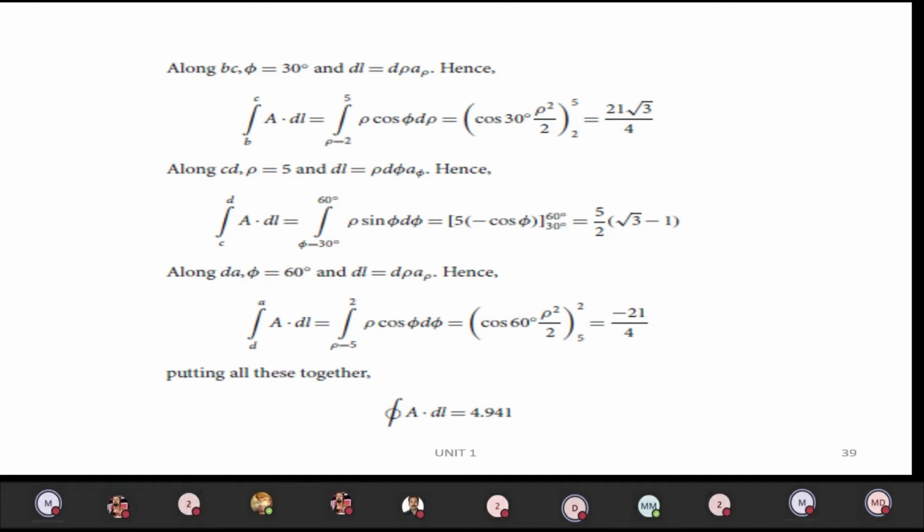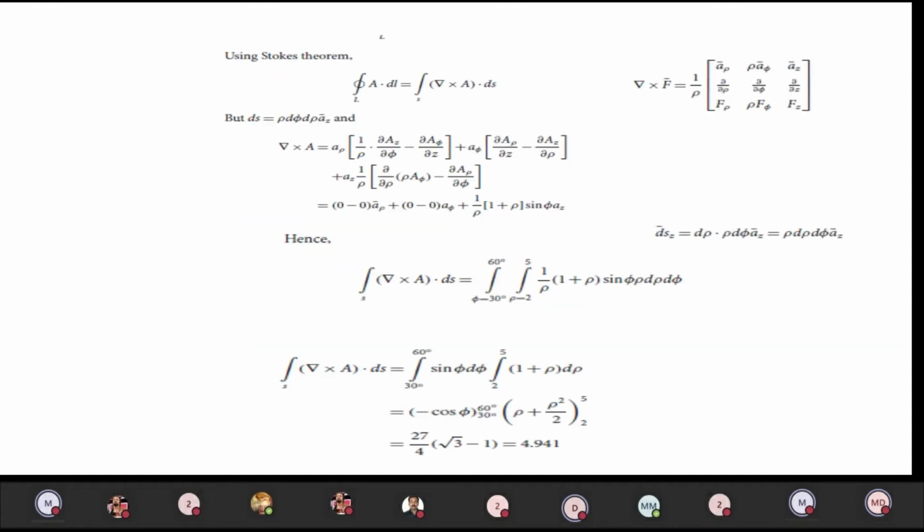Then if you add all these four, you get the closed integral of A dot dl equal to 4.941. The same answer you should get on the right-hand side, so you can check that now.